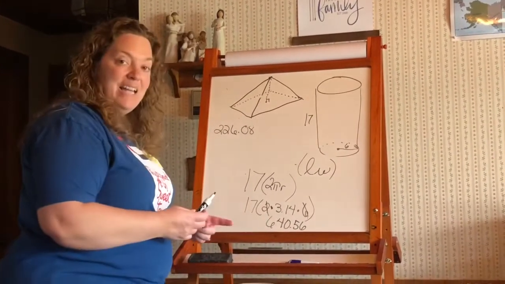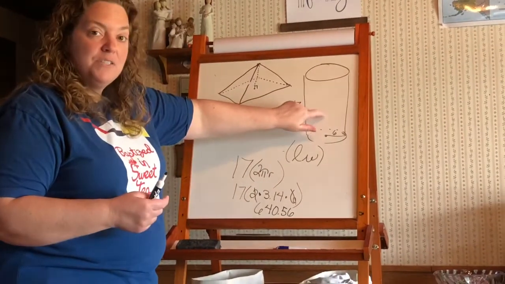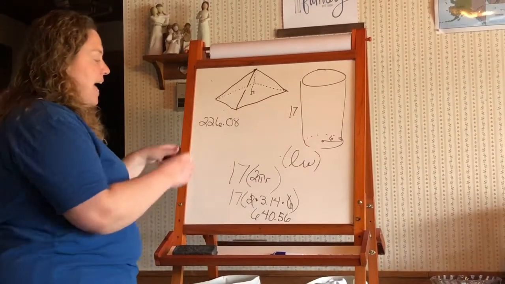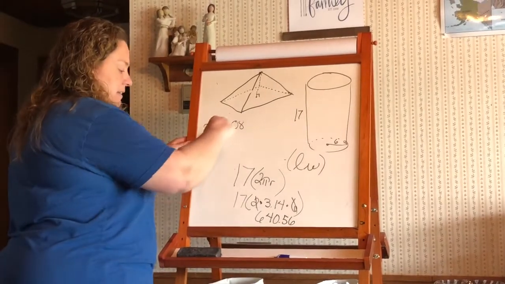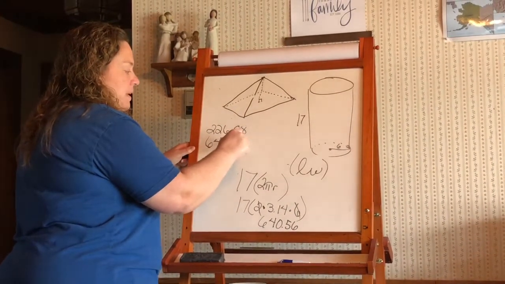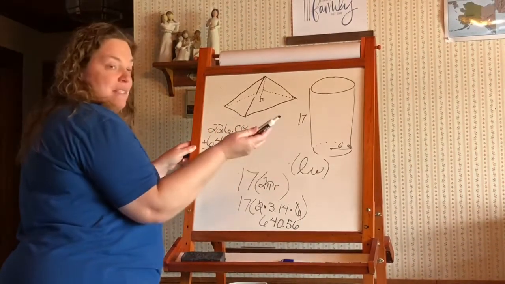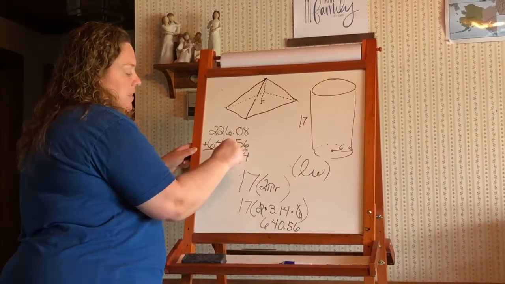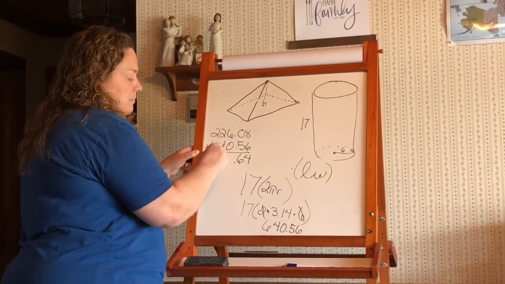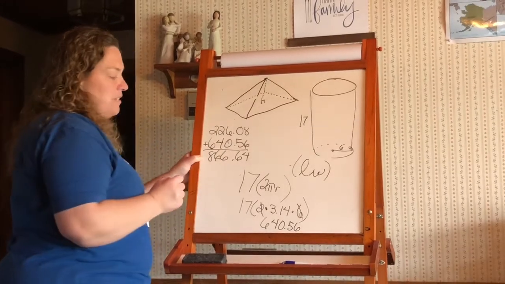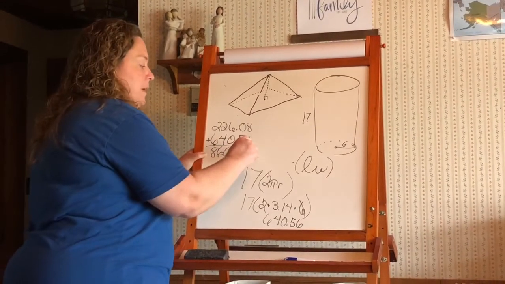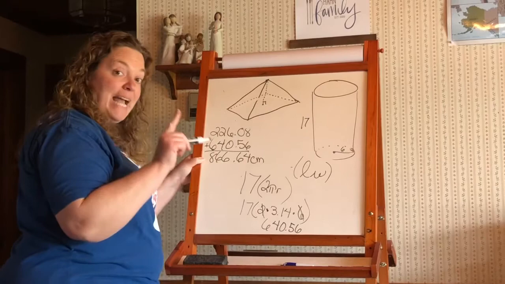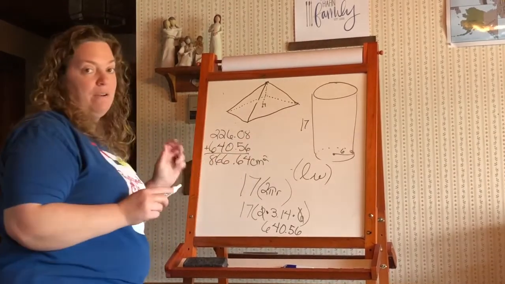640.56. That is the area of our lateral side. I have to add that to the area of the bases. So when we add these together, we get 866.64. The units were centimeters, and it's area, so it's squared.